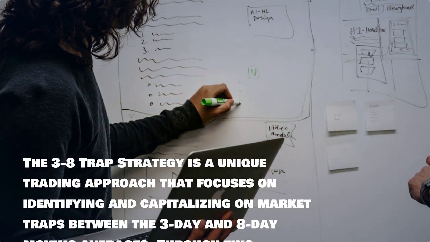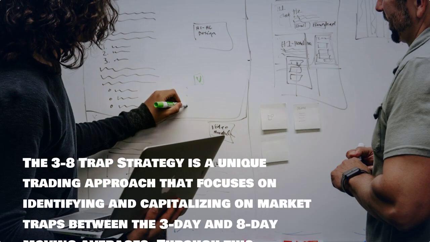The 3 to 8 trap strategy is a unique trading approach that focuses on identifying and capitalizing on market traps between the 3-day and 8-day moving averages. Through this strategy, traders seek to take advantage of short-term market movements and anticipate potential price reversals.